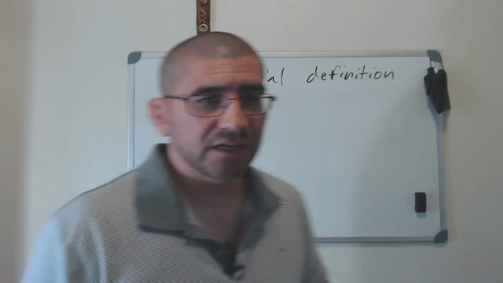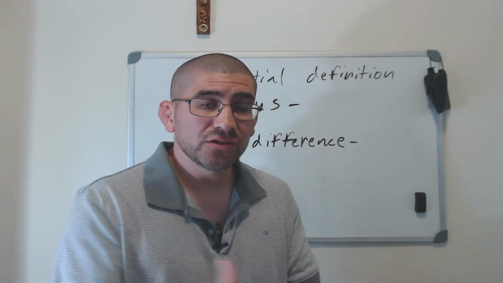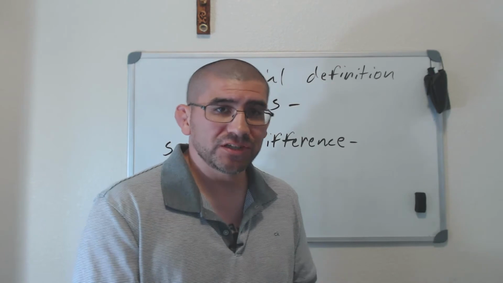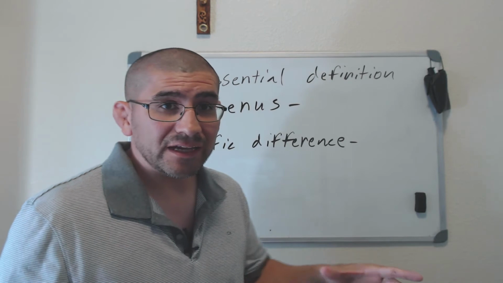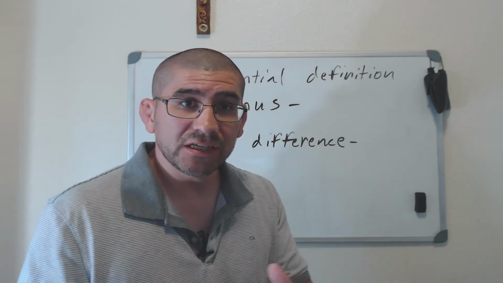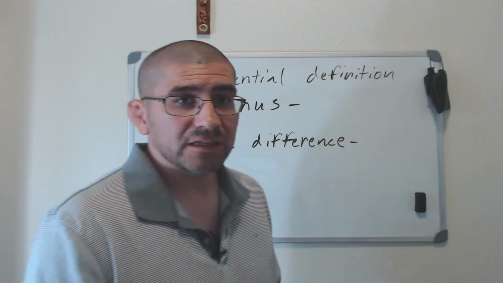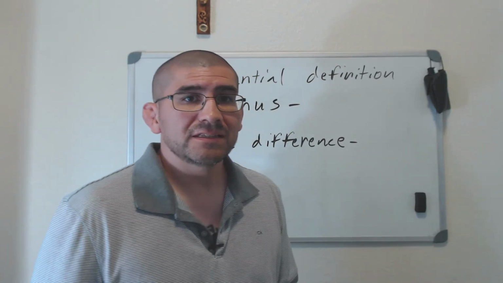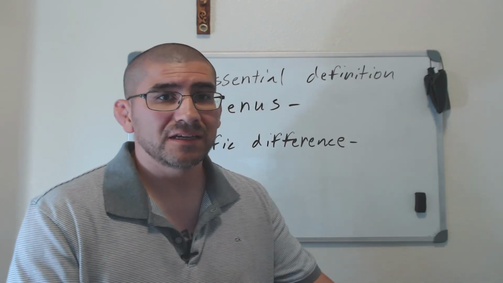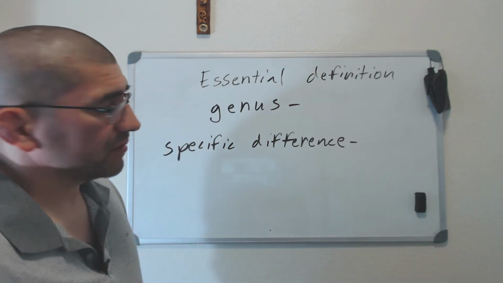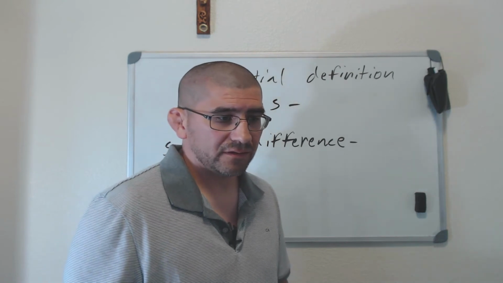The essential definition has two parts. The genus is the general category to which something belongs. That is what a genus is. The specific difference, I'm not going to write that, so you may want to write that down. The genus is the general category to which something belongs. The specific difference is a characteristic that separates the thing you're defining from the rest of the things in the genus. So I'm just going to give you an example of an essential definition given by Aristotle.